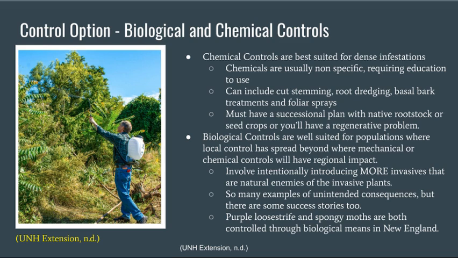Biological controls are well suited for populations where the spread has gone beyond local mechanical or chemical control. Involving the intentional introduction of more non-native species, this can cause unintended consequences and downstream effects. But there are lots of success stories as well. Purple loosestrife and spongy moths are both controlled through biological means in New England, whereby pests and fungi from their native world have been brought over to help control the species.